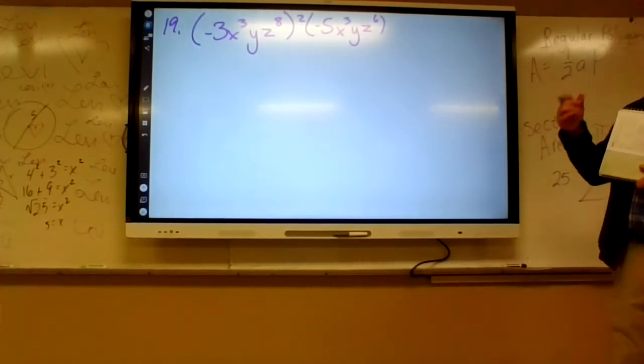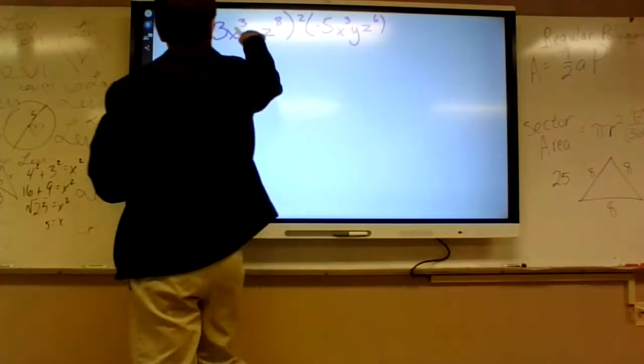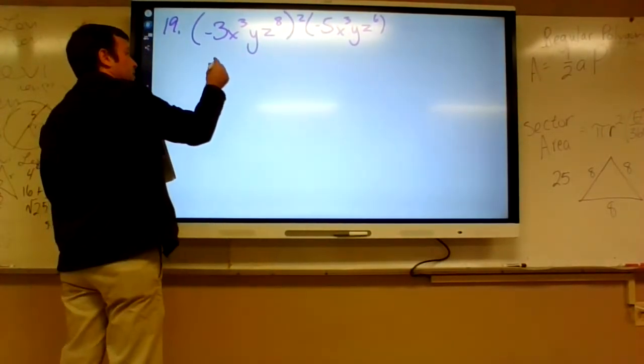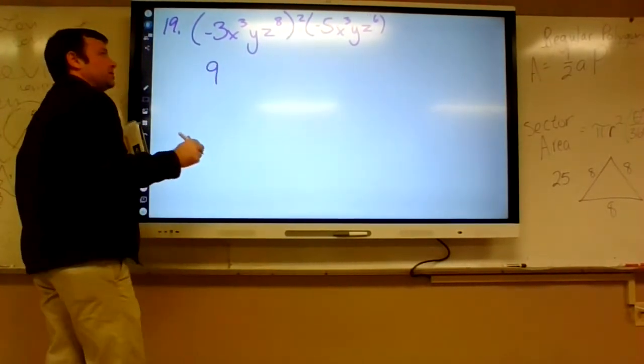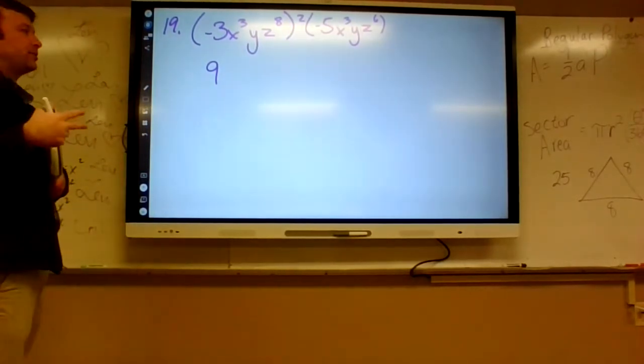What should I do first on this one? Exponent outside of the parentheses. We can square this thing. So what's -3 squared? 9. It's a normal number, so you do normal exponents. So -3 squared is -3 times -3.